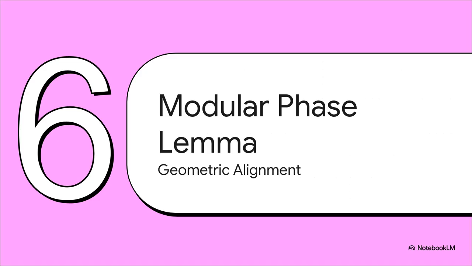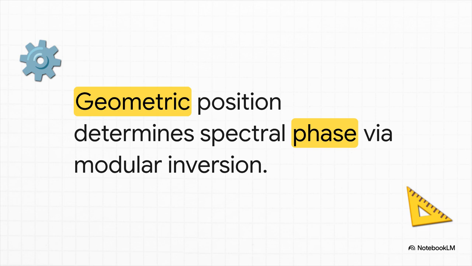Finally, Section 6, the modular phase lemma. Now, the math definitely gets a little heavy here, but simply put, this lemma proves that a prime candidate's physical position on our mod 30 wheel exactly dictates its timing or its phase offset inside the engine. It uses a mathematical operation called modular inversion. Basically, the arithmetic geometry translates directly into the phase of a physical wave.